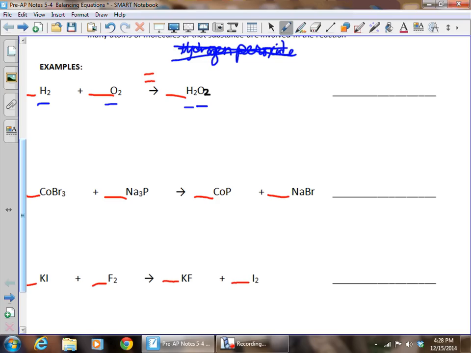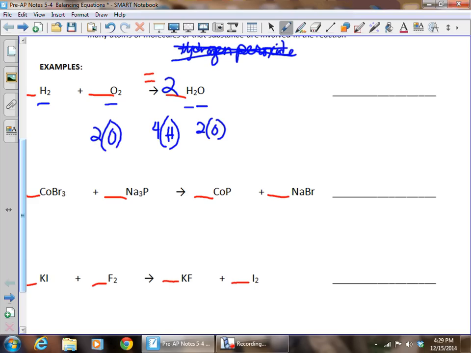We cannot write that and change the number of particles by putting a subscript into the formula. The only thing we can do is put a number in front. So what I'm going to do is put a 2 in front. And what that 2 does is multiply the oxygen. So now I have my 2 oxygens on this side, and I have 4 hydrogens now.